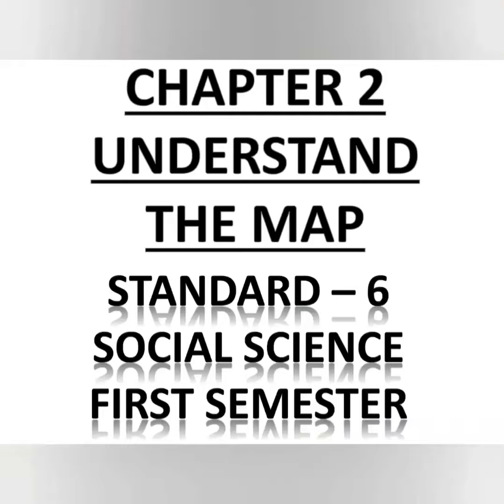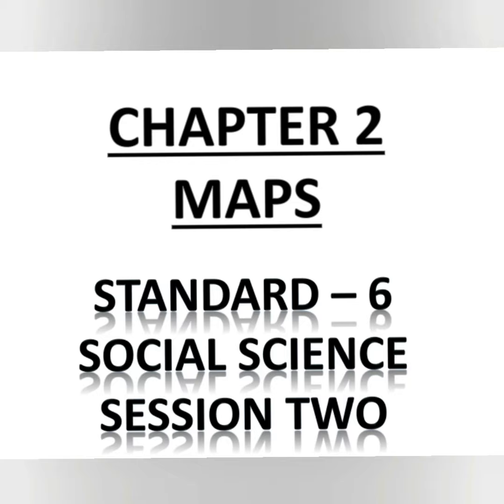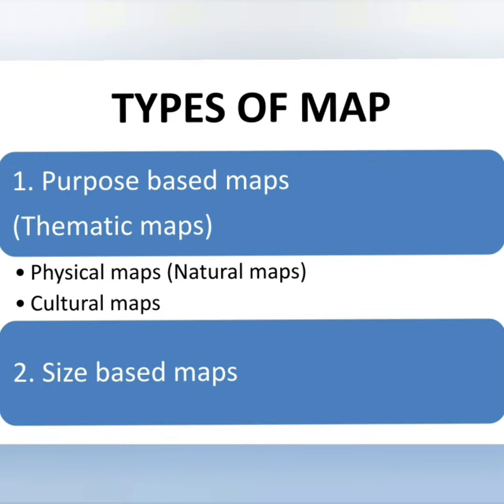Students, in our previous lecture, we discussed the definition of map and the components of map. In today's lecture, we are going to discuss the various types of map. So, let's get started. Students, let's start further understanding chapter number 2. There are majorly two types of map: purpose-based maps and size-based maps. Let's understand purpose-based maps in detail.